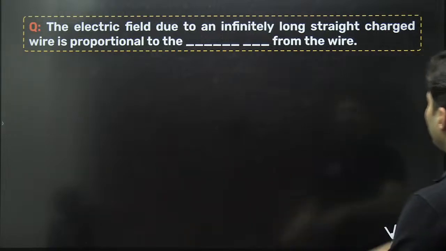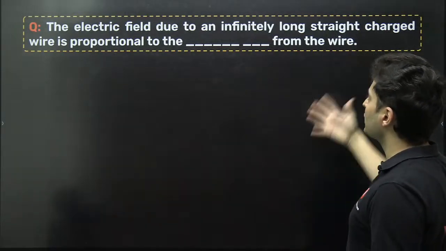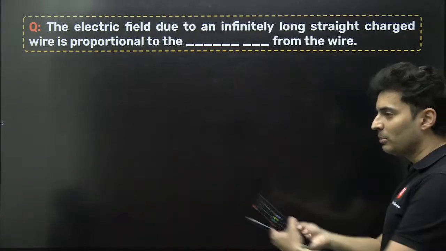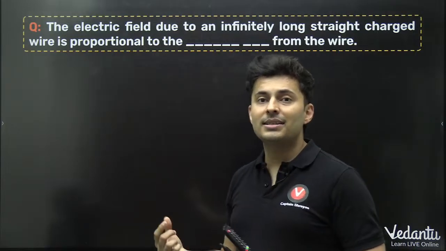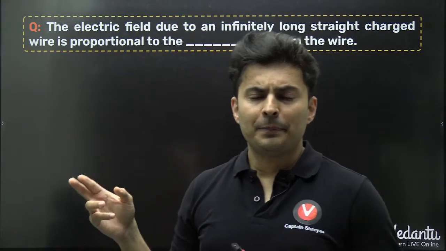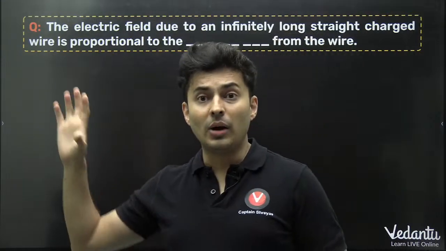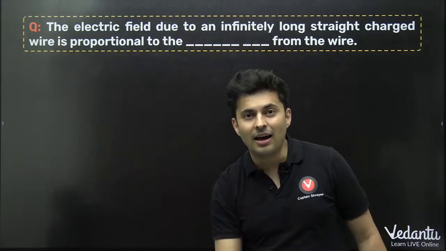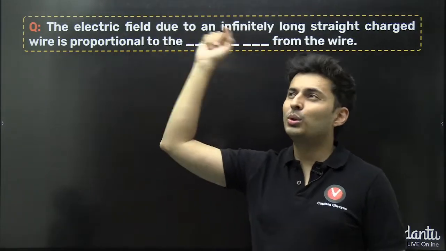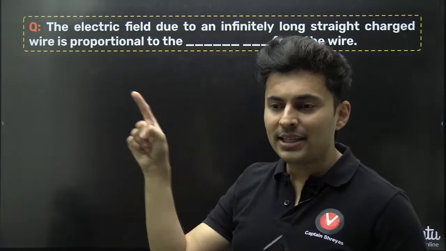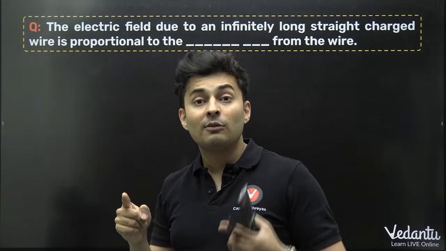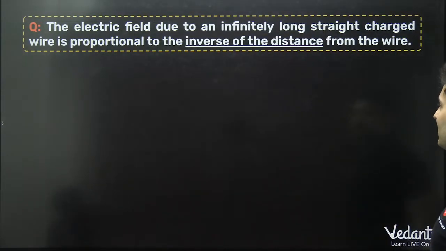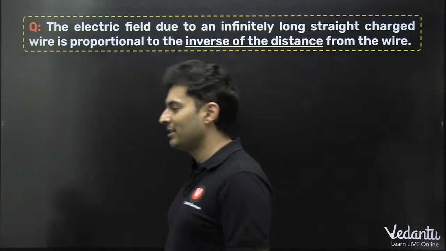The electric field due to an infinitely long wire is proportional to the dash from the wire. Proportional to what from the wire? The formula is E equals 2K lambda by R, where K is the constant, lambda is the charge density, and R is in the denominator with 2 on top. So what is the field proportional to? 1 by R. It's proportional to the inverse of the distance. Yes, perfect.